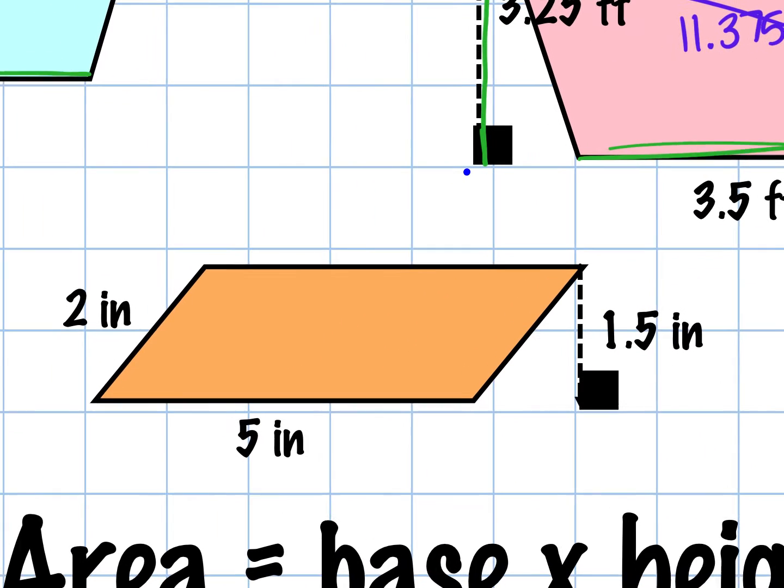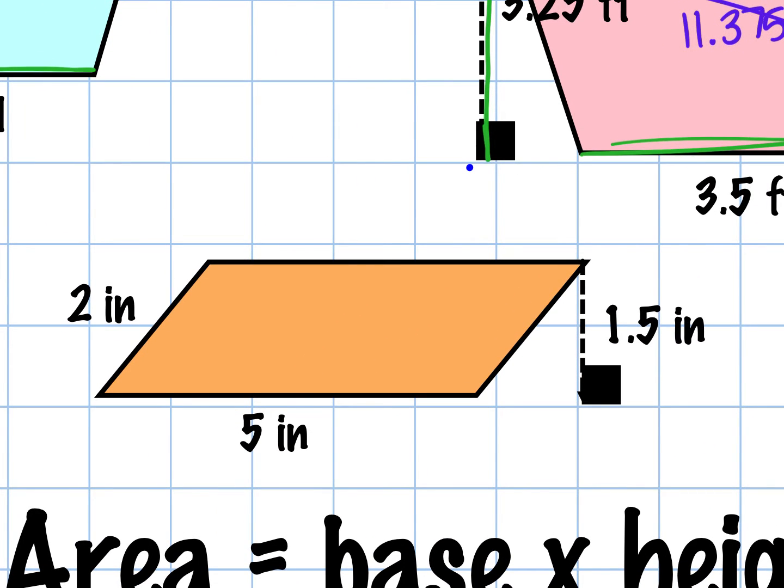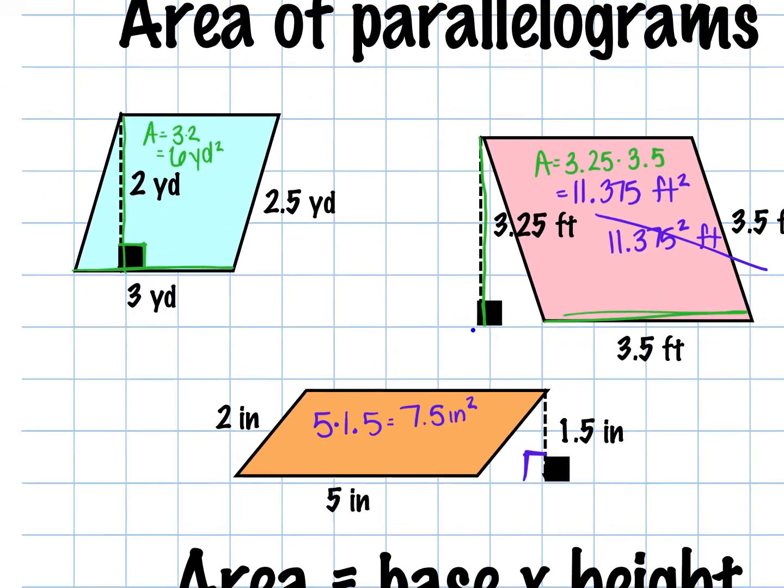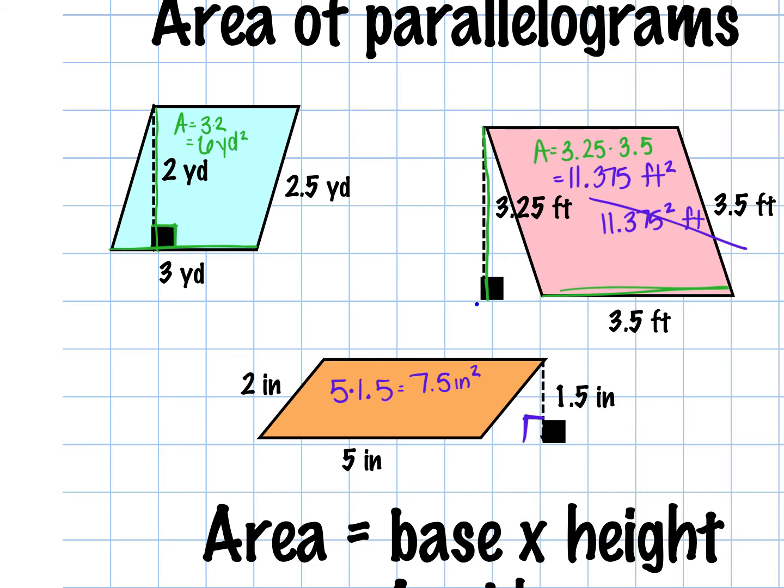All right, last one, this orange one. What dimensions am I using for base and height there, Lily? 5 inches for base and 1.5 inches for height. Good. My right angle is out over here. 5 times 1.5 gives me an area of 7.5 inches squared. Now, one thing to keep in mind looking at all three of these, notice how on the blue one, the height is drawn in the middle of the shape, and on the pink and the orange, the height is labeled on the outside of the shape.